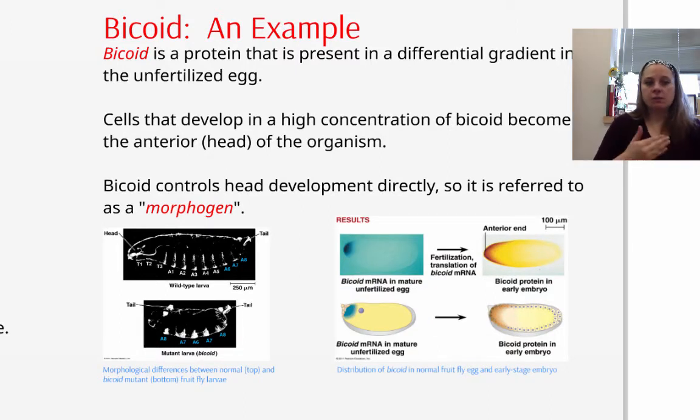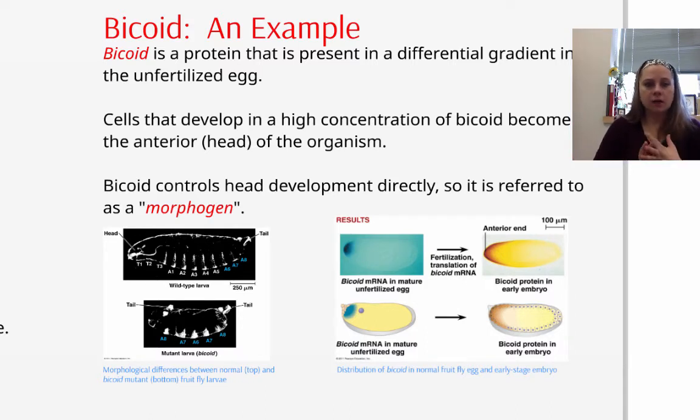Okay, so here's an example. We've got a bicoid protein present in a differential gradient in an unfertilized egg. Okay, so this protein is an example of how this, well, I should back up. This is an example where this particular protein in different amounts at different times can cause different cells to differentiate.